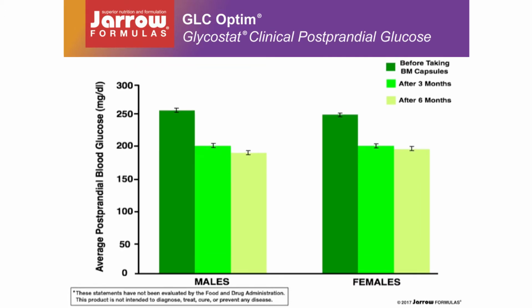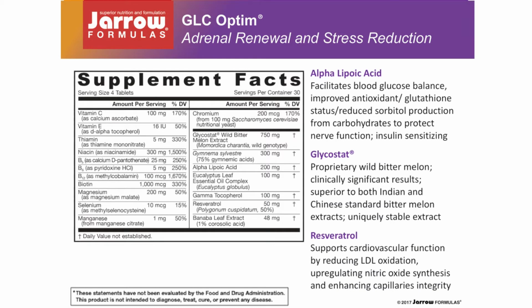And a clinical trial showing postprandial glucose showed that post-meal blood sugar excursions were reduced at both 3 and 6 months. The final highlighted ingredient is resveratrol. As an antioxidant, it may be particularly helpful in preventing the oxidation of LDL particles. It helps promote blood vessel health and blood flow, as well as supporting healthy inflammatory response.